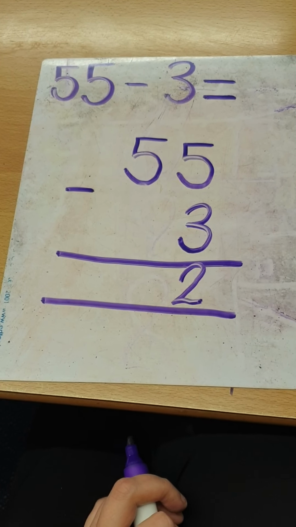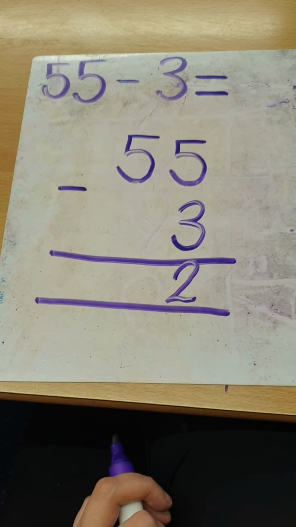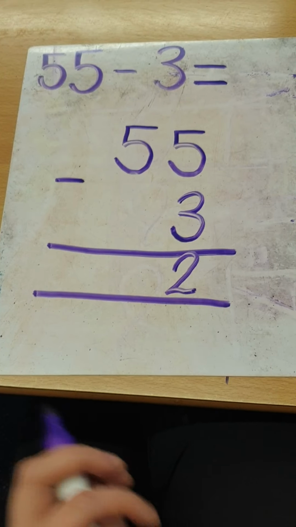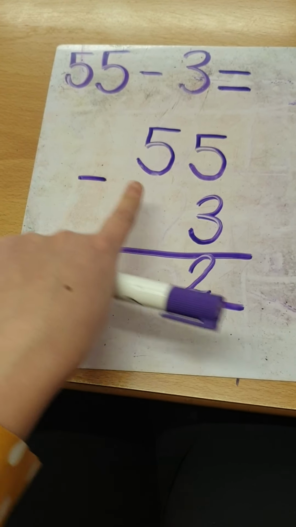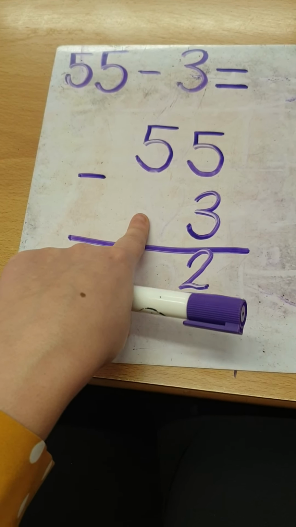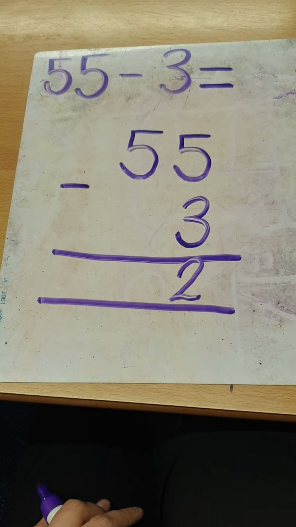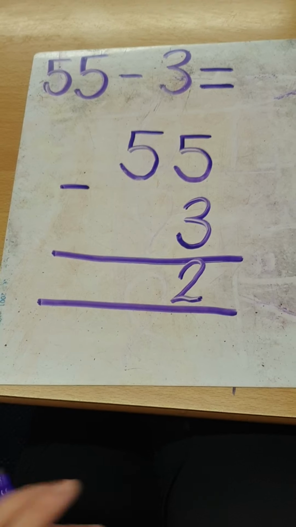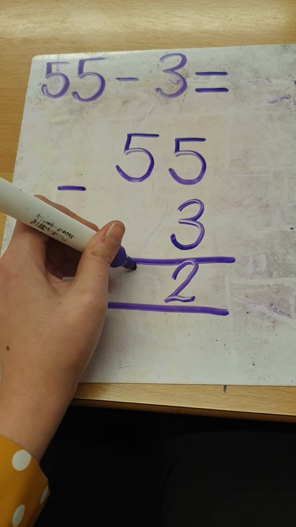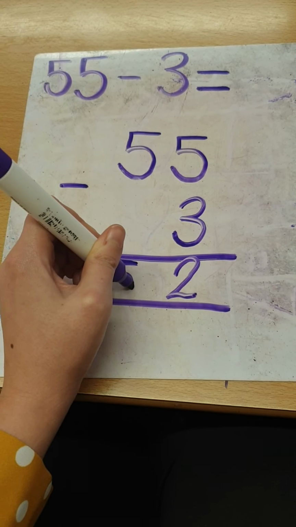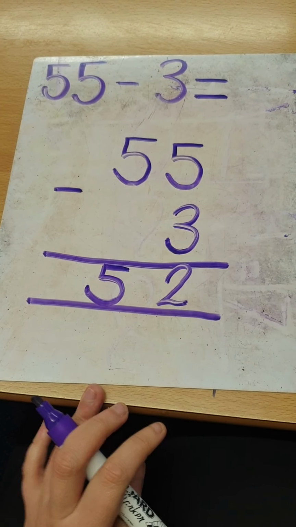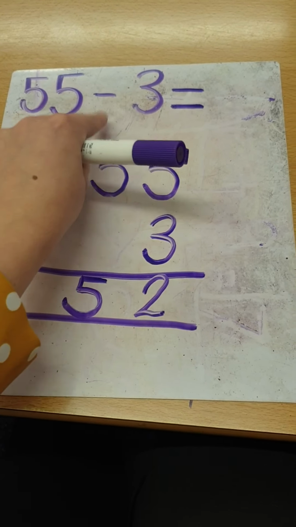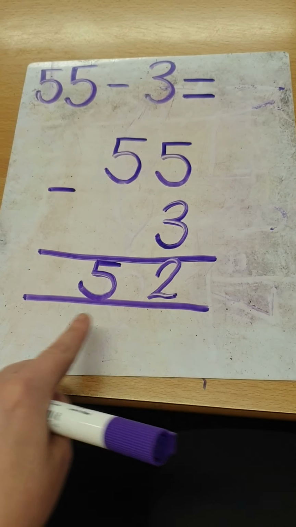Now then, what one am I going to do next? Brilliant. I'm going to look at the tens. So I've got 5 tens, which is the same as 50. Take away 0 tens. So what's the answer to that? Excellent. It's 5 tens. Well done. So I'm going to put my 5 tens here, and then I'm going to write my answer. So my answer to 55 take away 3 equals 5 tens, 2 ones.